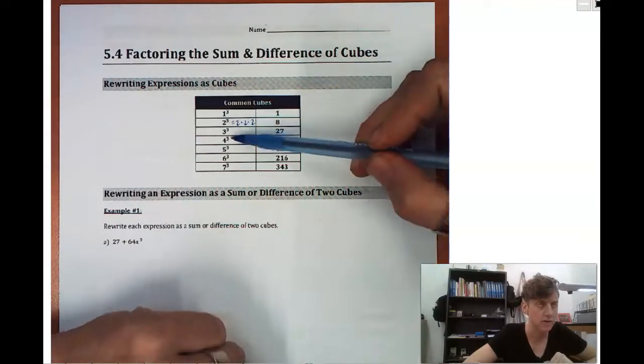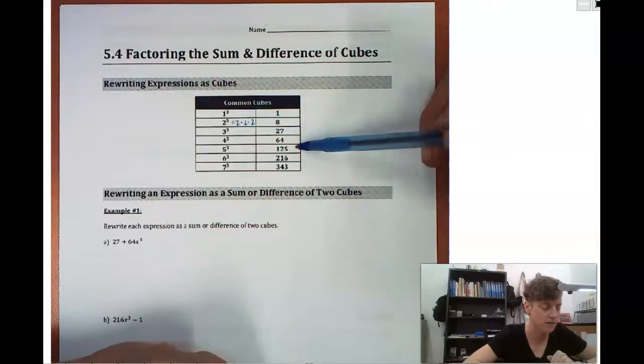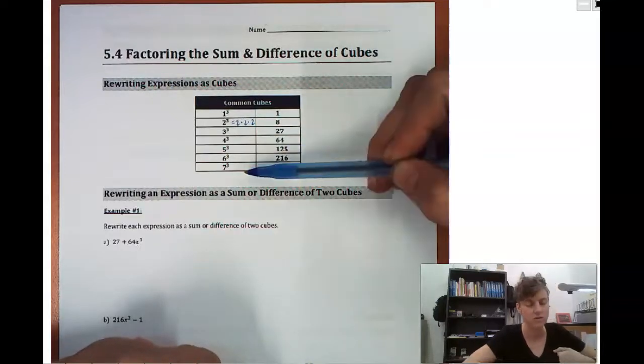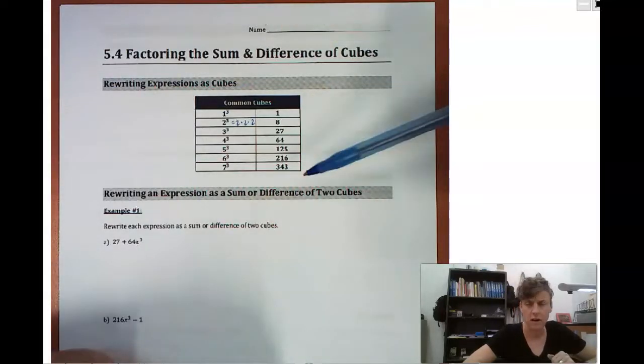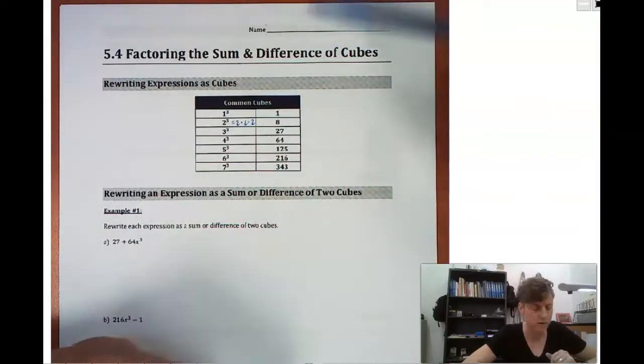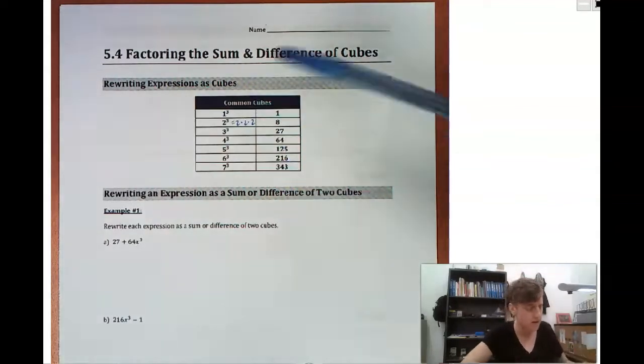3 cubed, 3 times 3 times 3, is 27. 4 cubed is 64, 5 cubed is 125, 6 cubed is 216, 7 cubed is 343. These are the common ones. These are the ones that are going to show up the most. So let's just smash those into our noodle noggins.